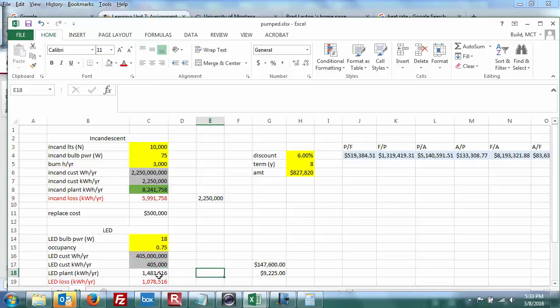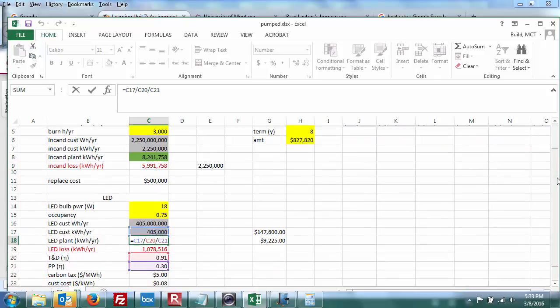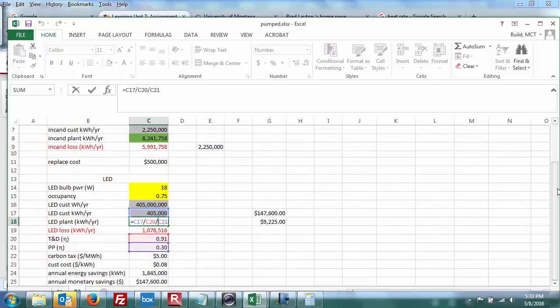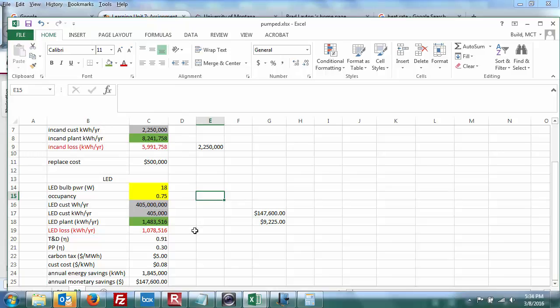LED plant. So now let's double check. I took the customer per year and I divided by both efficiencies. So I've already done that once. Nice, done. LED plant. Cool, and I'm going to put that in green also because I'm happy with it. Okay, the LED losses were only 1 million kilowatt hours per year.